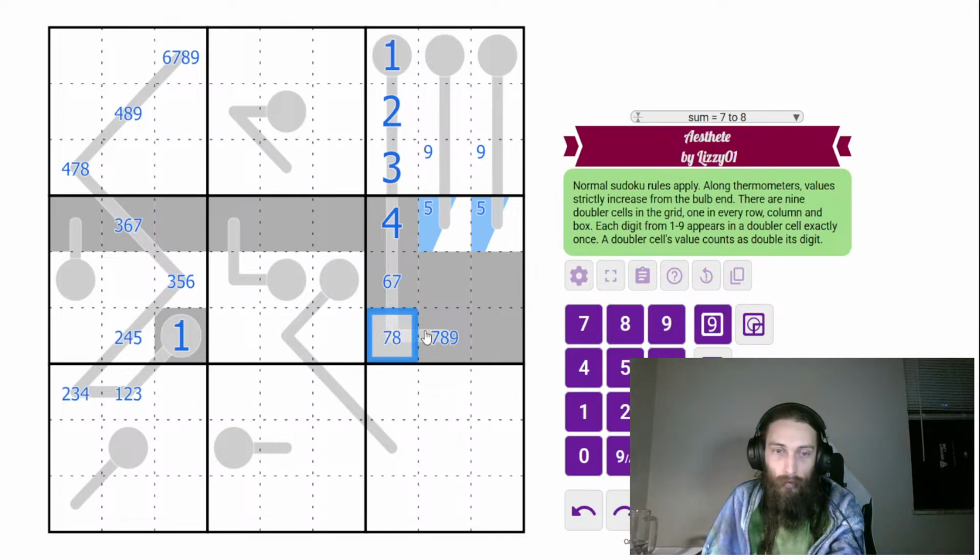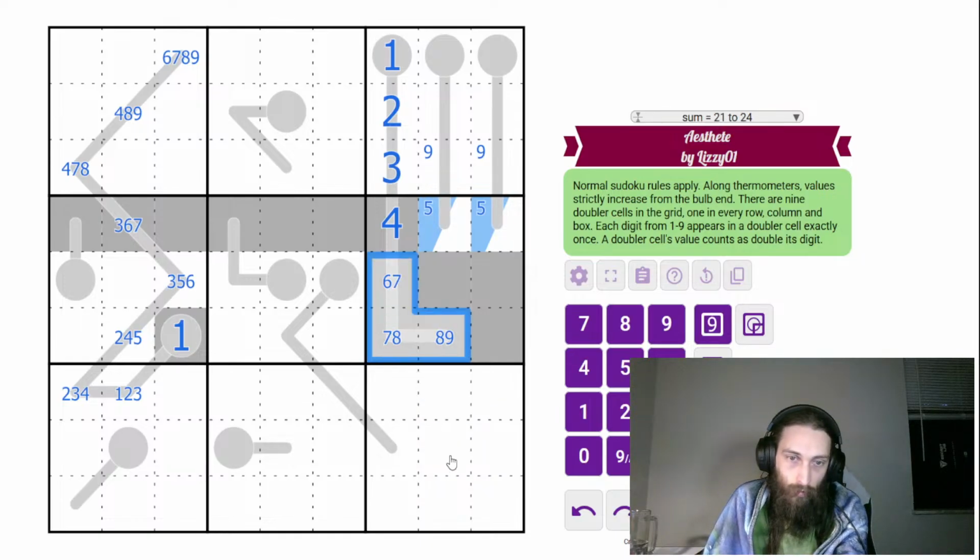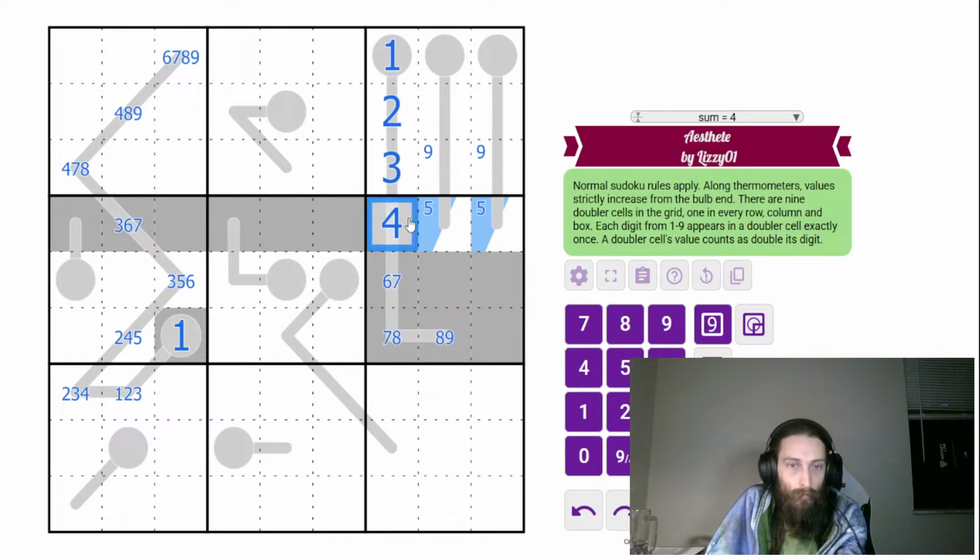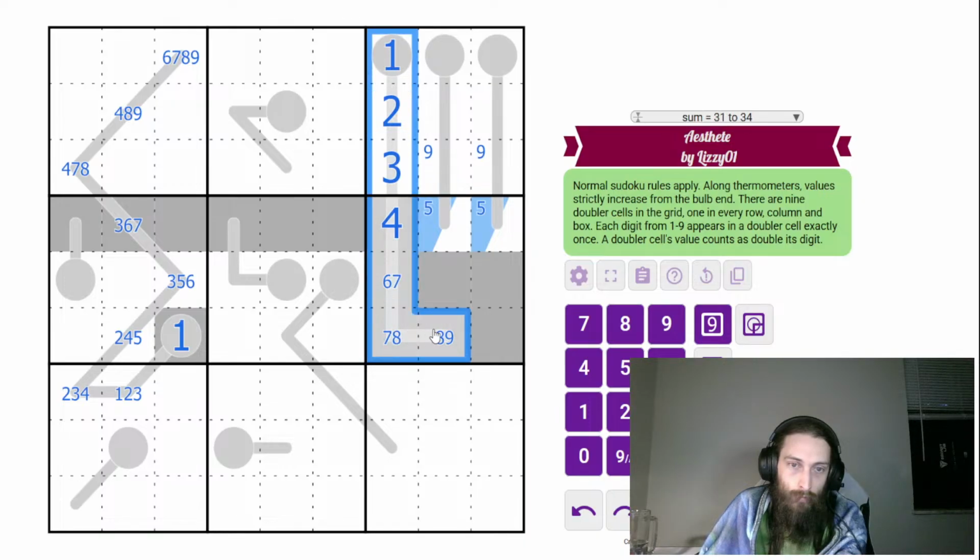Oh, this can't be a 6, that's 7, 6, 8. Can that 4 now be a 6? Which one? The 4 in box 6? Could that now be a 6? Since the reason it couldn't be a 6 before was because of the 6 in box 4.